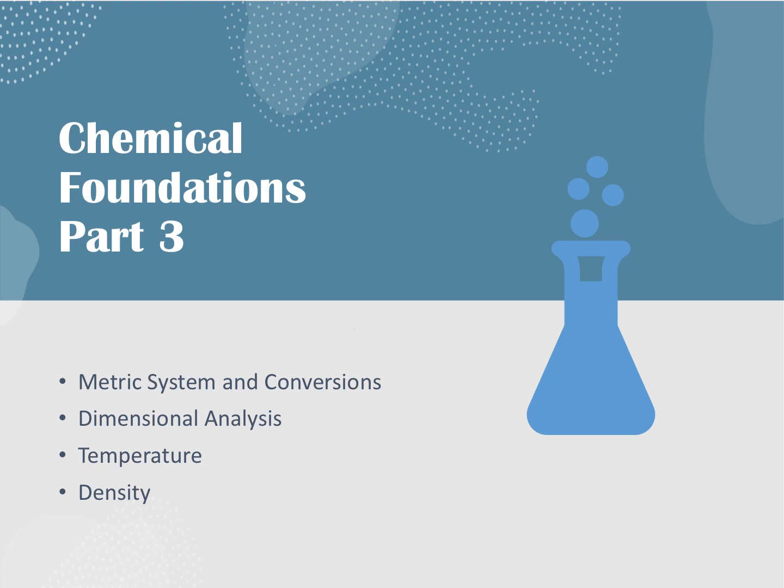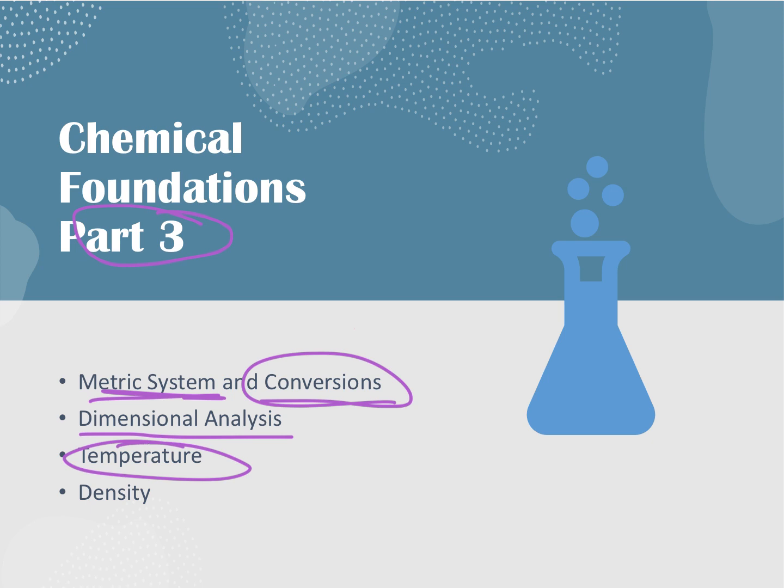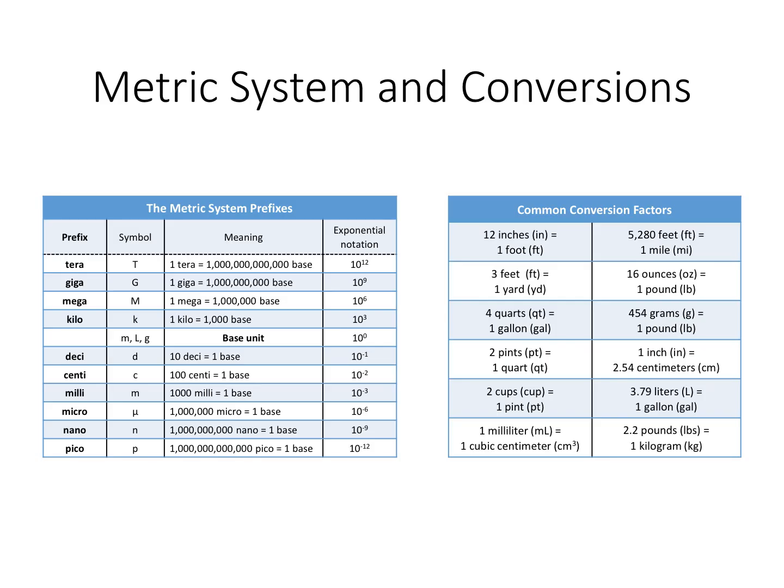We're back with Chemical Foundations Part 3, and we're going to be learning about the metric system and conversions from one unit to another, dimensional analysis, also known as factor label, temperature units and how to convert between them, and density. Are you ready? Let's get started.